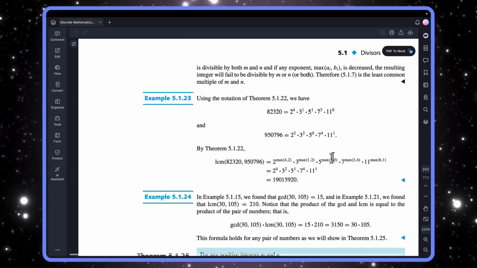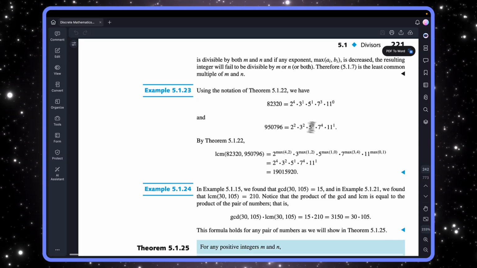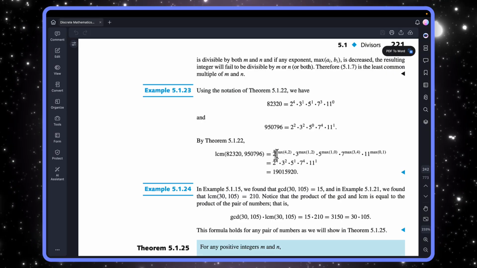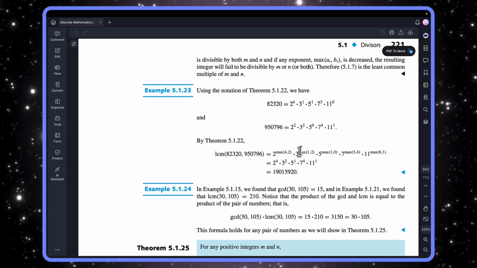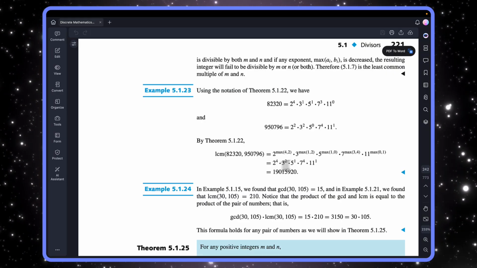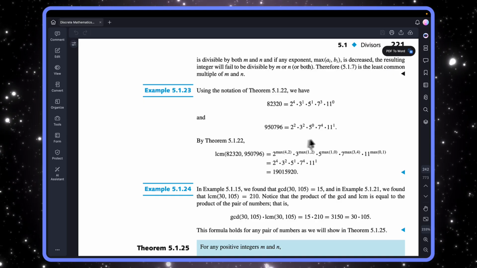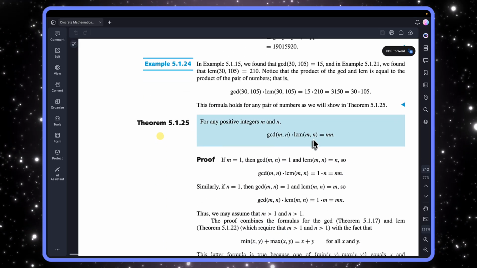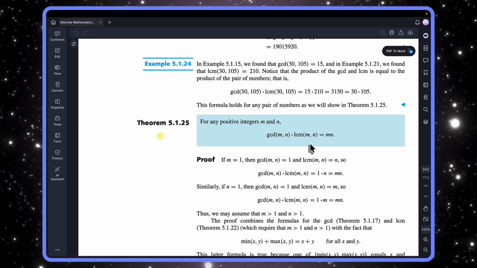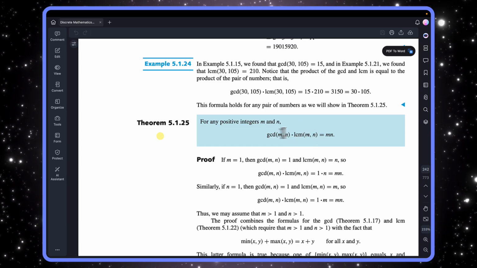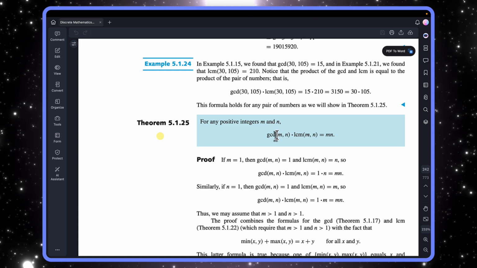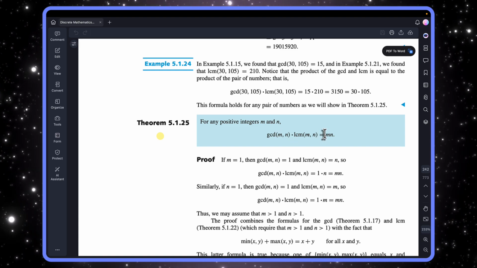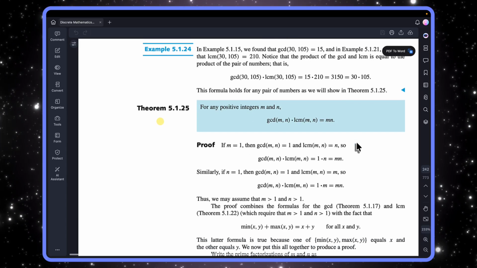Here's an example. Here's a number, here's another number. The least common multiple is 2 to the maximum of 2 and 4, times 3 to the maximum, and so on. You can go through that and realize that that's the least common multiple. And then here's a theorem which, if you look at it long enough, will make sense: the greatest common divisor of m and n times the least common multiple of m and n gives you m times n.